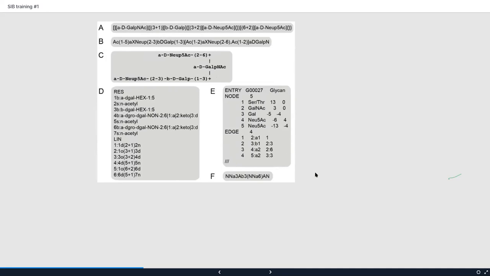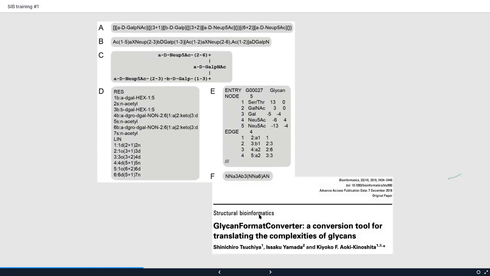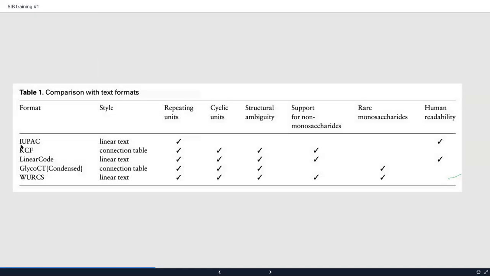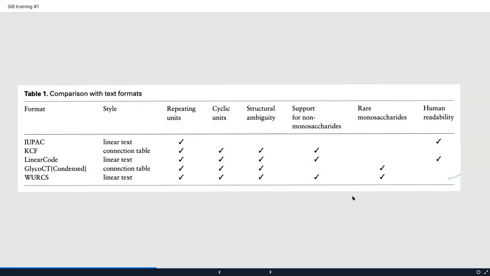And these are coexisting. They have been produced over the years. And the great thing is that the Japanese group has produced a glycan format converter so that you can translate from here to here to there, etc. So this table in that paper tells you the name of the standard, like IUPAC, which is a linear format, KCF or GlycoCT, which are connection tables, other linear texts, and the properties. And so you can convert one format to the other.